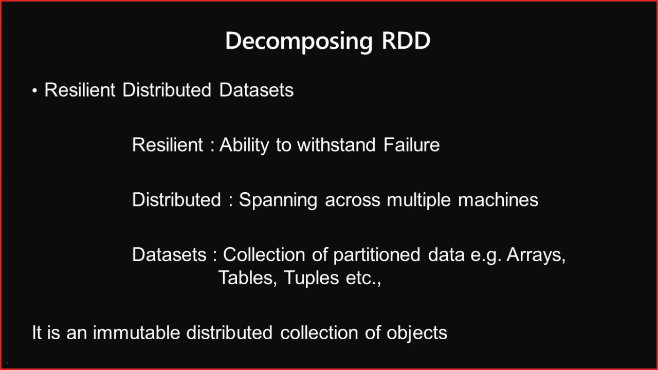Resilient Distributed Datasets. The R in RDD is resilient, which means the ability to withstand. Then comes the word distributed. Distributed means we are spanning our data across multiple machines. So whenever one machine goes down, we don't worry about that, as we have copies of it on other machines. And the dataset stands for a collection of partitioned data, for example arrays, tables or tuples. Also, once we define an RDD, we cannot modify it. It is an immutable distributed collection of objects.